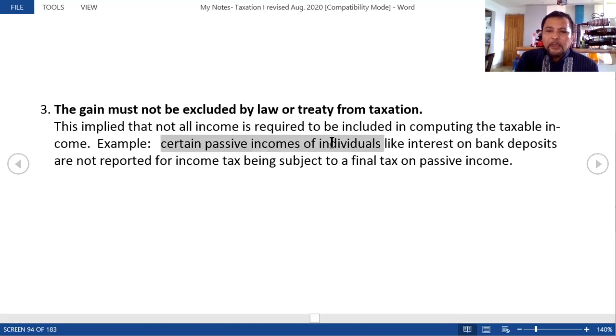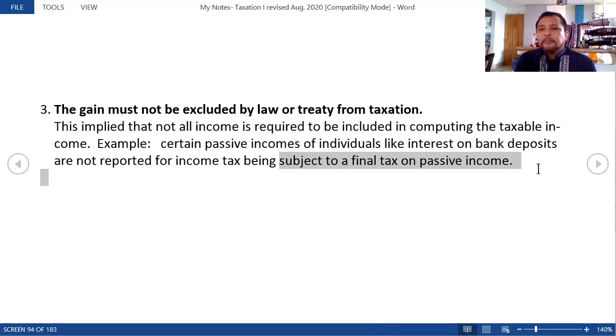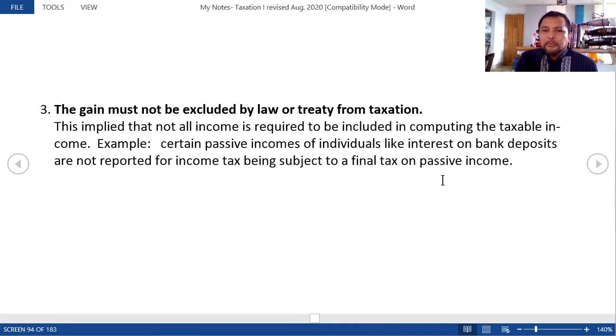Like, for example, passive incomes of individuals like interest on bank deposits are not reported for income tax because this is already subjected to the final tax on passive income. But there are also other kinds of income which are excluded by law, like the bonus or 13th month pay. When your 13th month pay does not exceed the threshold of 90,000 pesos, let's say your 13th month pay is only 80,000 pesos, that gain is excluded by law.